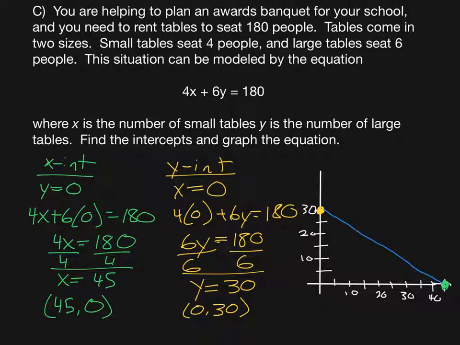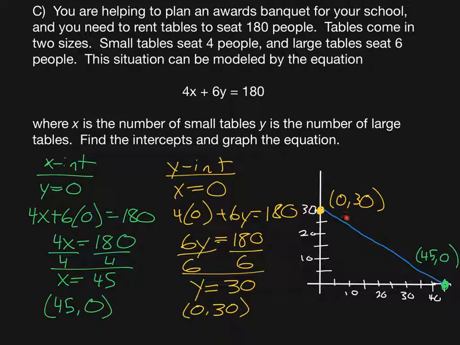So our x and y intercepts here actually tell us something about this problem. This point is (0, 30), right? Since x is small tables and y is large tables, this tells us that we have 0 small tables, 30 large tables at that point. Down here, we have 45 small tables and 0 large tables. So these are both combinations that we can have that fit this situation. If we have 30 large tables that seat 6 each, that's 180 people. If we have 45 small tables that fit 4 each, that's 180 people.